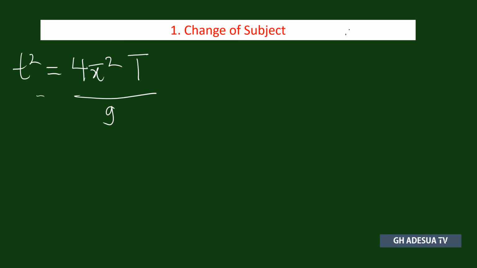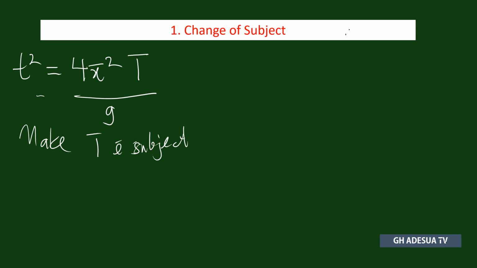So our next question is t squared is equal to 4 pi squared capital T over G. This is a past question, BECE 2005, objective question 25. Now in this question you are asked to make capital T the subject. Now in making capital T the subject, it means you need to clear every other thing that is interfering with the capital T from standing alone.